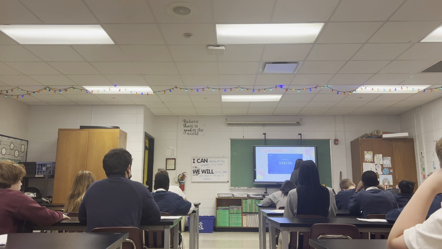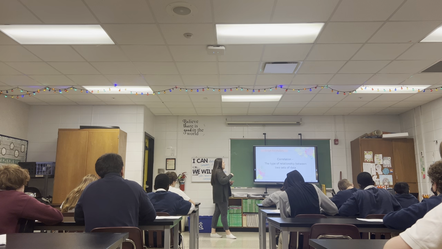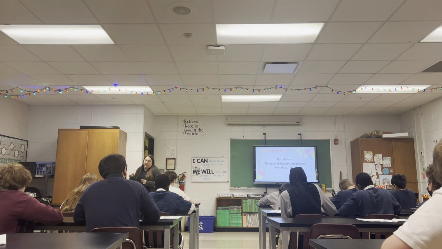Okay, so correlation. A correlation is the type of relationships between two sets of data. We've talked about correlations a little bit before, but now we're going to look at specifically the three types and how we use those when we're looking at scatter plots. Okay, so correlations help us analyze our data. The type of relationship between two sets of data.